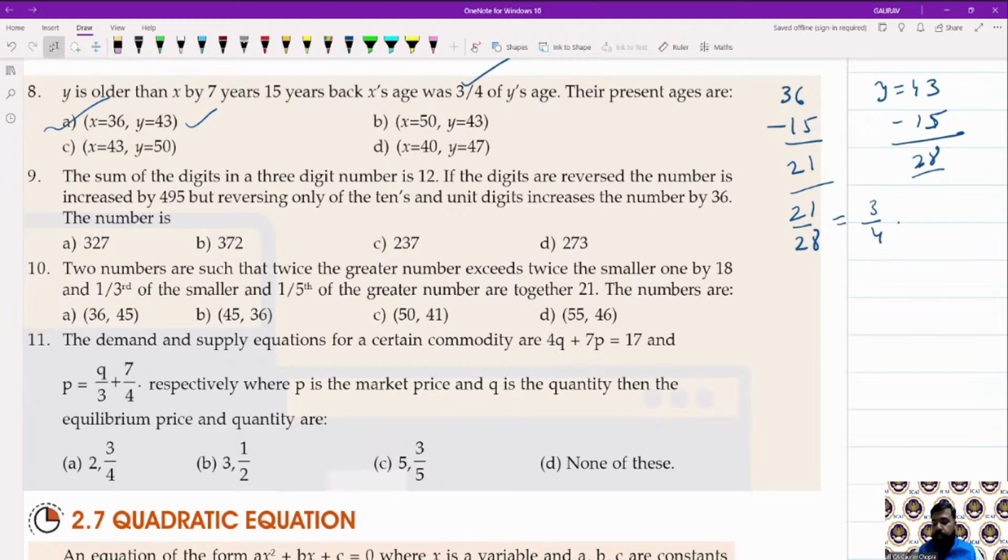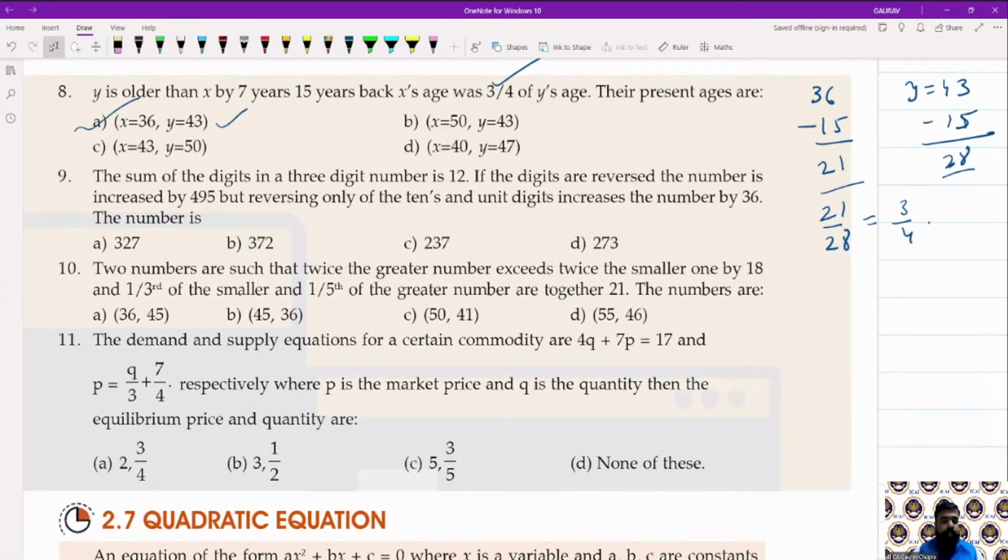This was question number 8. Ninth one. The sum of the digits in a 3-digit number is 12. So what is given here? Sum of all the digits in a 3-digit number is 12. If we reverse the digits, then the number is increased by 495.